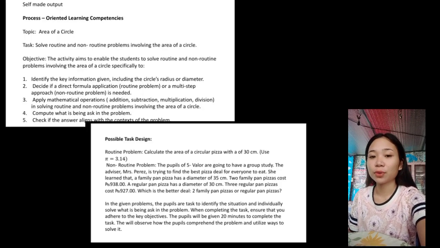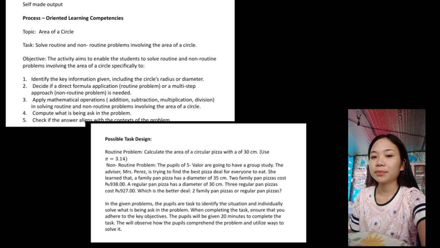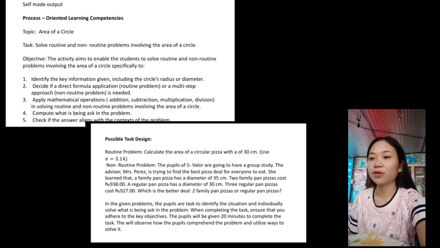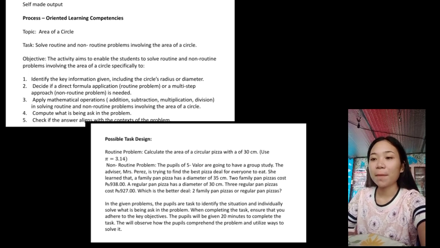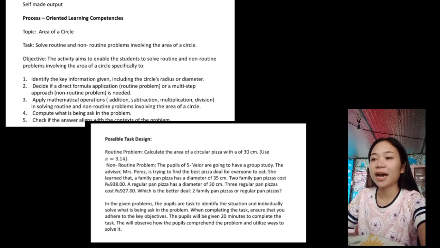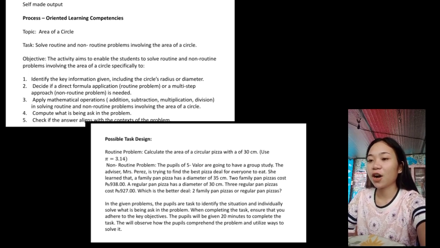So we are tasked to make a self-made output for the POLC, task design, and for the scoring rubric, analytic and holistic. So my learning competency is to solve routine and non-routine problems involving the area of a circle. This is for grade 5, quarter 3. So the topic is all about the area of a circle, and my learning competency is to solve routine and non-routine problems involving the area of a circle.